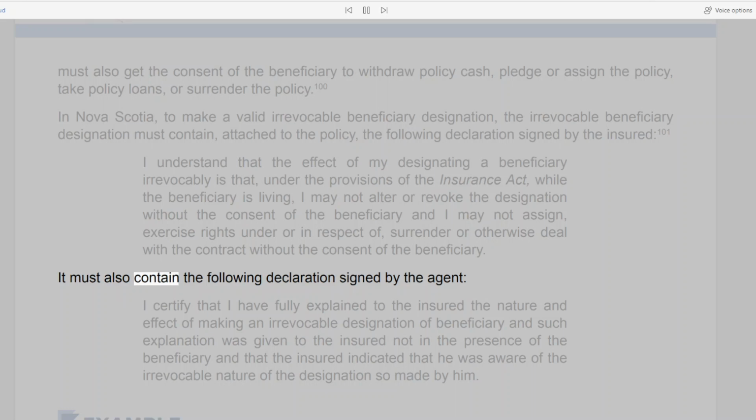It must also contain the following declaration signed by the agent. I certify that I have fully explained to the insured the nature and effect of making an irrevocable designation of beneficiary, and such explanation was given to the insured not in the presence of the beneficiary, and that the insured indicated that he was aware of the irrevocable nature of the designation so made by him.